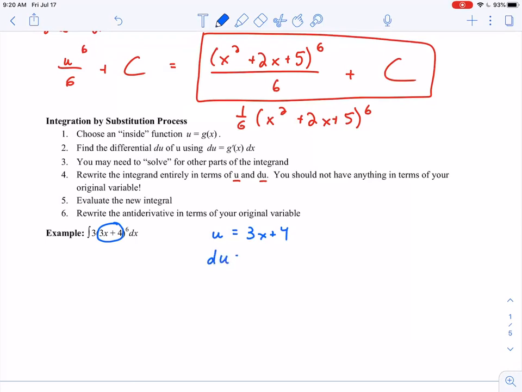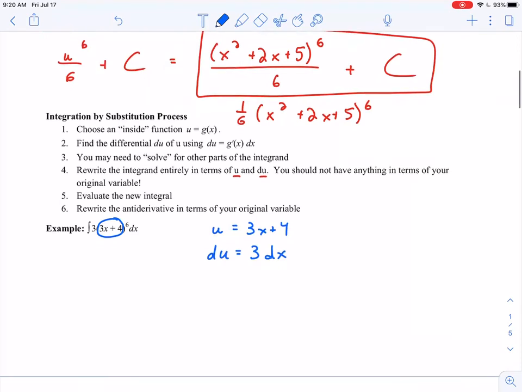I need to also find du. As soon as you identify what your u is, you should go ahead and find du right away, immediately after that. Du I know is just the derivative of u, so that's the derivative of 3x plus 4, which is 3 times dx. I just need to multiply by dx here. And then I'll say du. This is all multiplication, so if you needed to, you could rewrite this as 3x plus 4 to the 6th power times 3 dx. And then I think it becomes much more clear. I'd say, okay, this is my du, here is my u, and I'm ready to make my substitution.